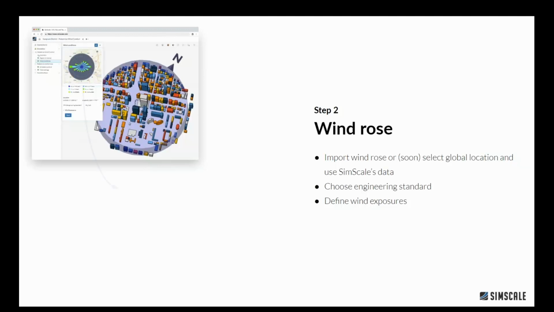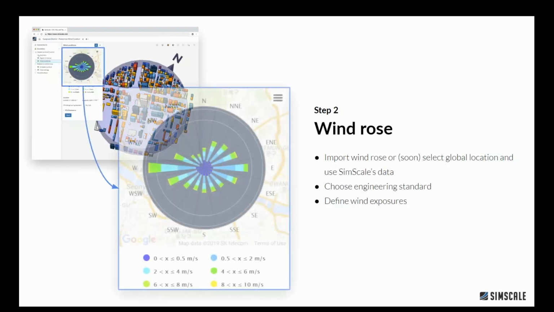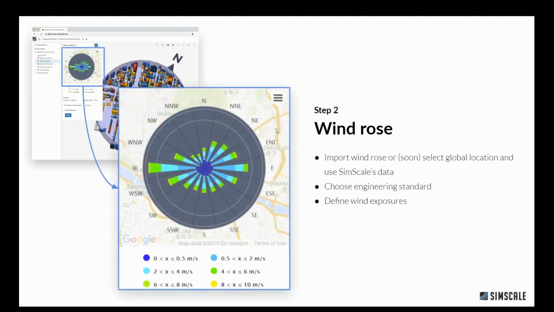Once the data is in, you can have a look, make sure that it's imported correctly. So this is a typical wind rose, color-coded. You have the individual velocity buckets, so you know from which direction the wind is blowing, how frequently, with the specific speeds.